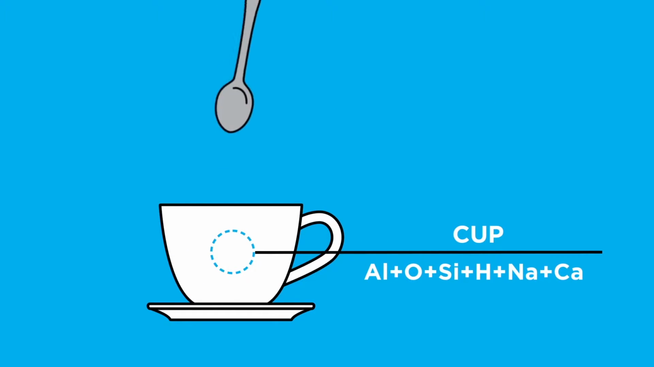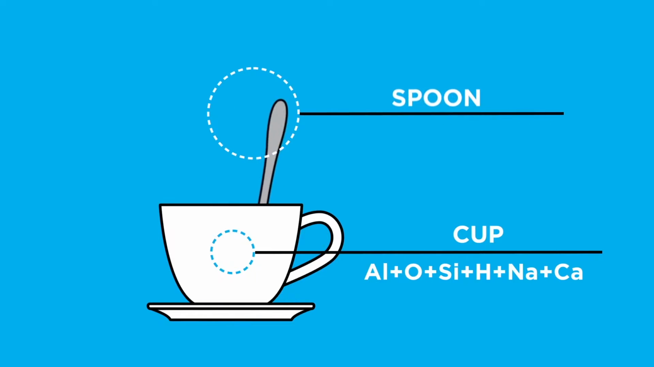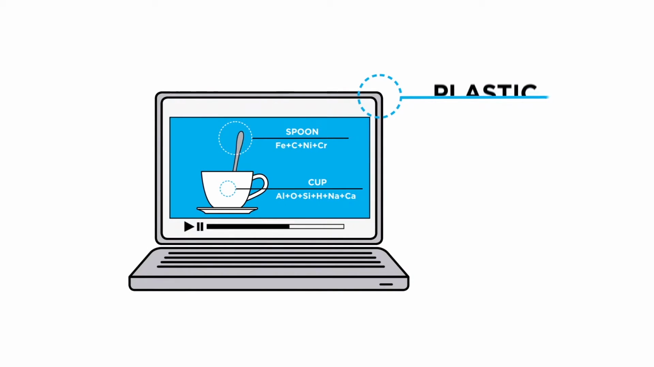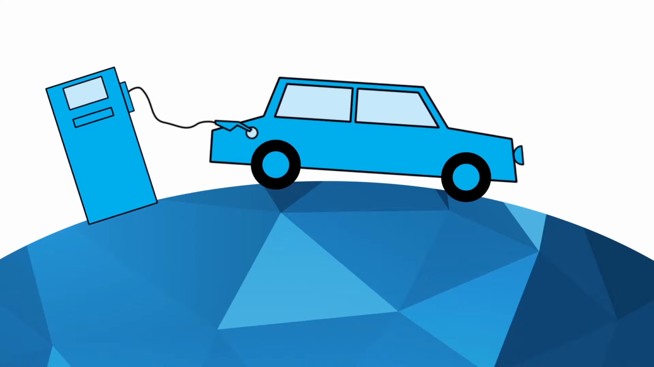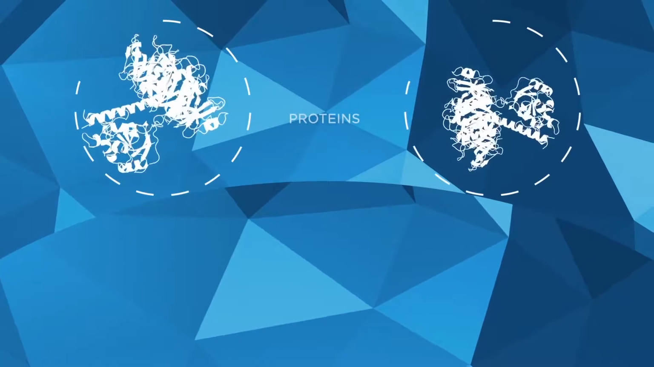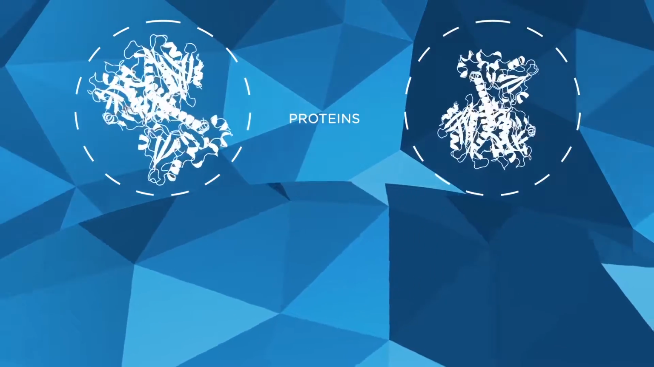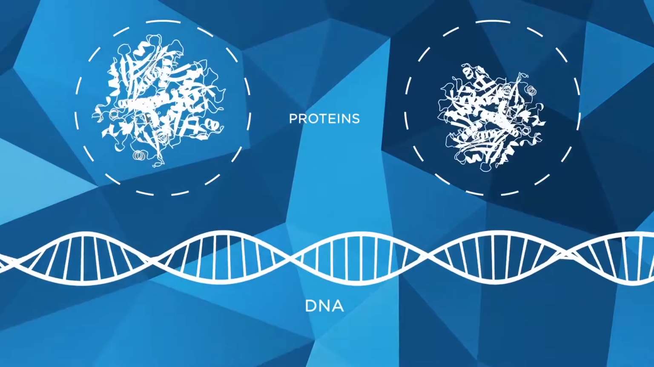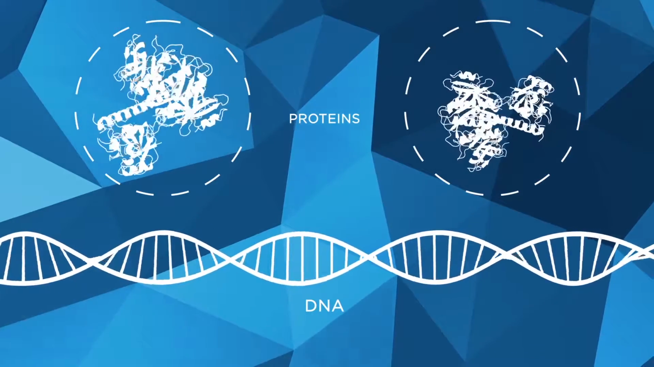The cup and the metal of the little spoon we stir it with. The plastic our computer is made of. The rubber on the tires of our car and the gasoline that makes it run. Proteins. DNA. Everything around us and inside us are atoms that combined.